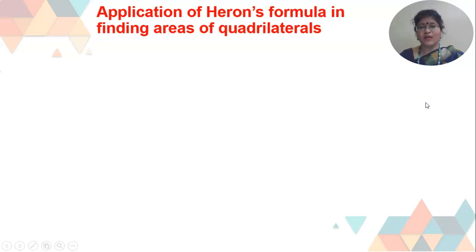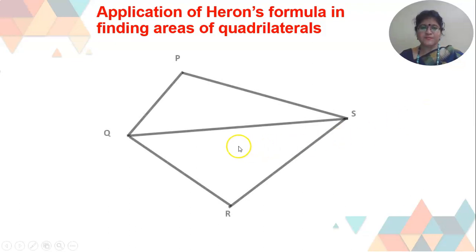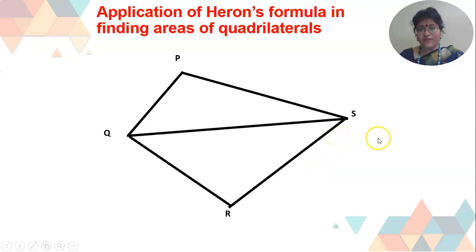Application of Heron's formula in finding areas of quadrilaterals. Quadrilateral PQRS. If you have to find the area of this quadrilateral, you would first find out the area of triangle PQS and then calculate the area of triangle QRS. Add the two areas and then you get the area of the entire quadrilateral. Here, since the height is not mentioned, you would be using only Heron's formula.